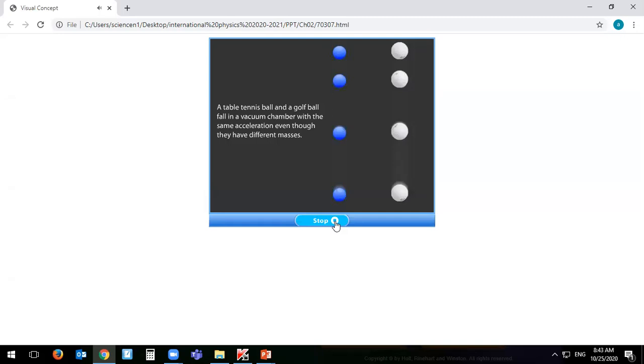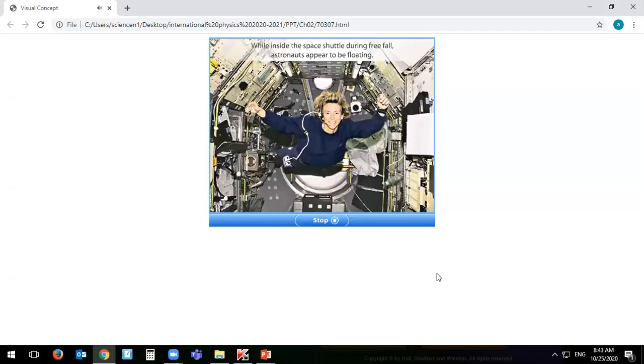Air resistance is a force that slows a falling object. That is why a falling object can only be in free fall if it is in a vacuum. If an object like a spacecraft is in free fall, the occupants inside will also be in free fall and appear to float.